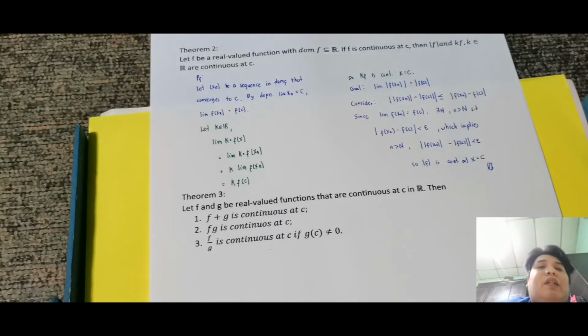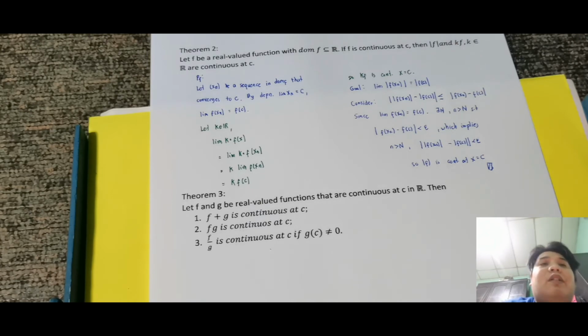So next is let f and g be real valued function that are continuous at c in real number. Then f plus g is continuous at c, f times g is continuous at c, f over g is continuous at c if g of c is not equal to 0. So anong gagawin natin dito? Since nagko-consider tayo ng sum, product, tas quotient, ibang domain yung pinag-uusapan.